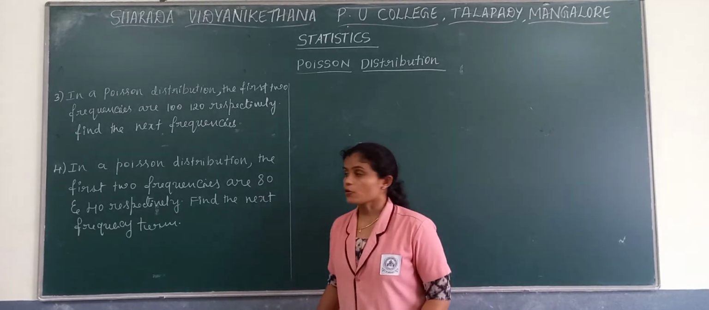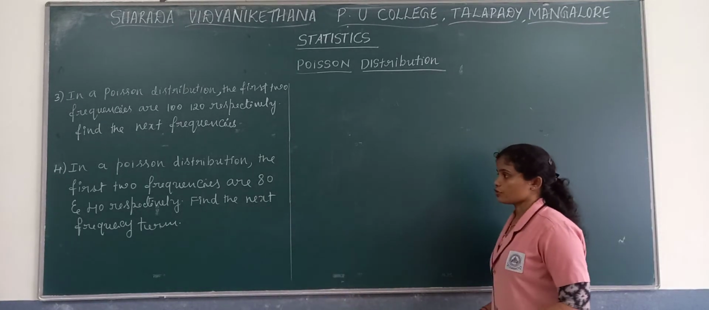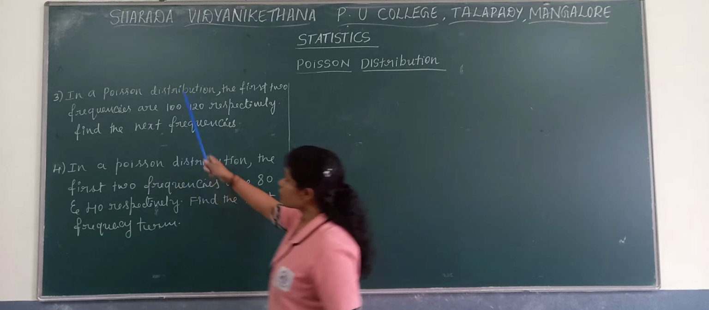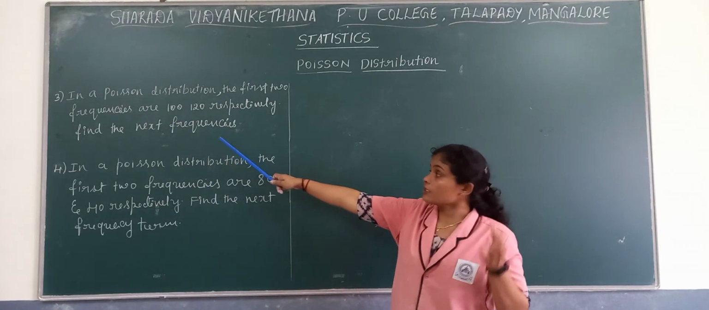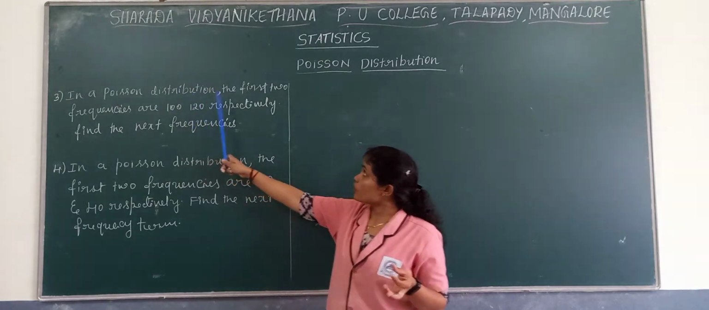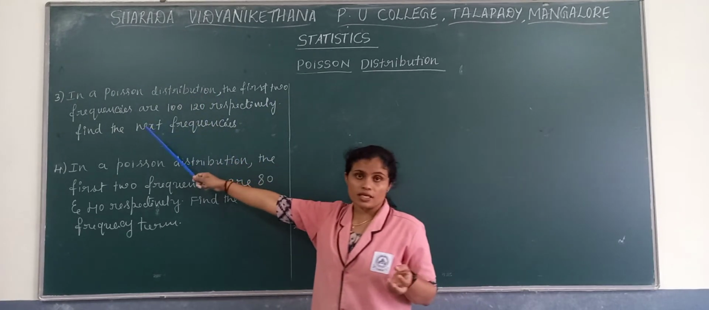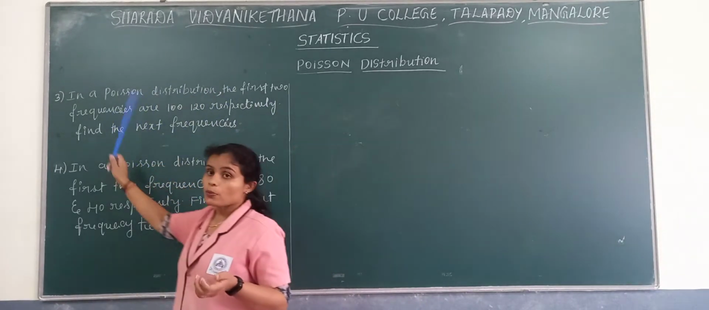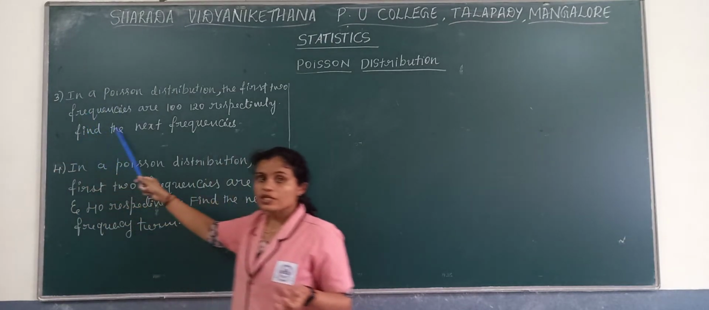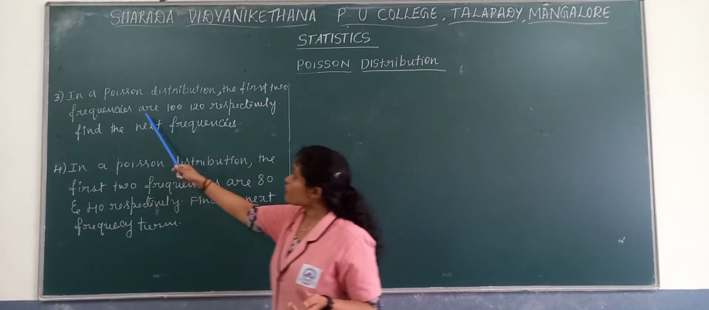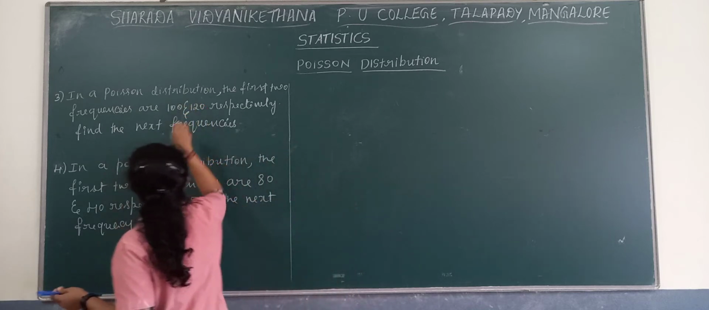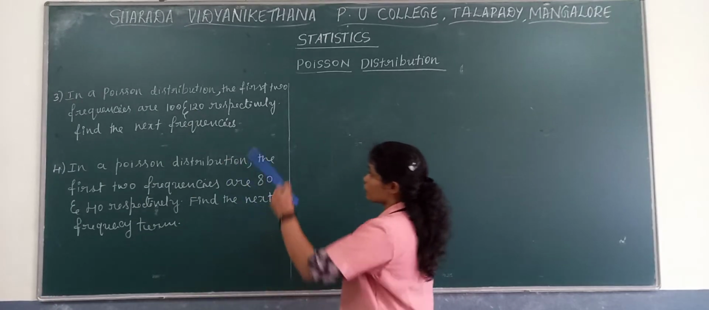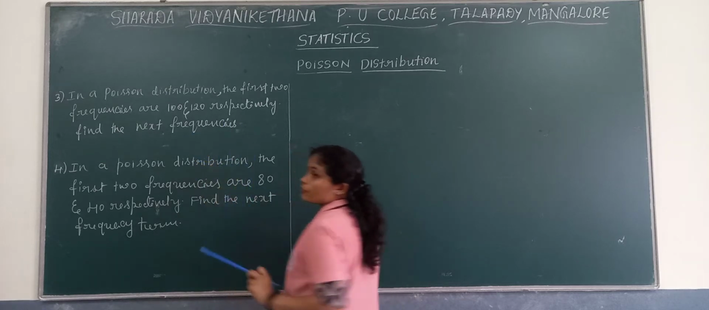We will discuss 2 more problems under Poisson distribution. Now here this is like different kind of problem. Now go to the first question. In a Poisson distribution, the first 2 frequencies are, here they are not speaking about probability terms, here they are speaking about frequencies. Frequencies are 100 and 120 respectively. Find the next frequency.